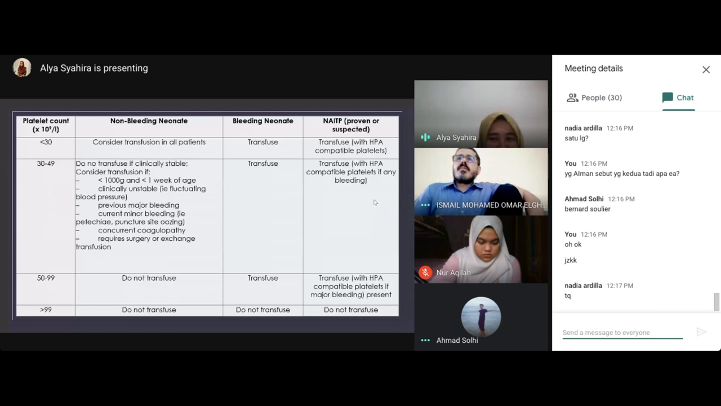However, for a bleeding neonate, in most cases we need to transfuse unless the platelet count is more than 99. And the same with NAITP, neonatal alloimmune thrombocytopenia. We need to transfuse unless the level is more than 99. However, for NAITP, a special thing we need to take note of is that we need to transfuse with HPA compatible platelets.